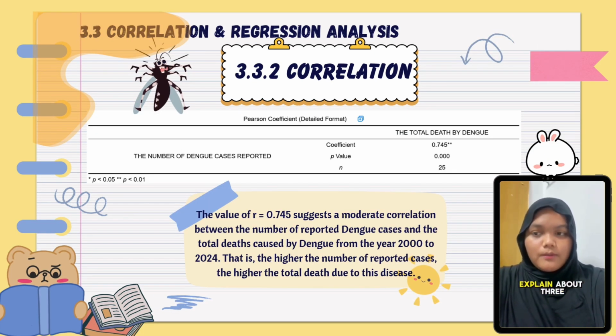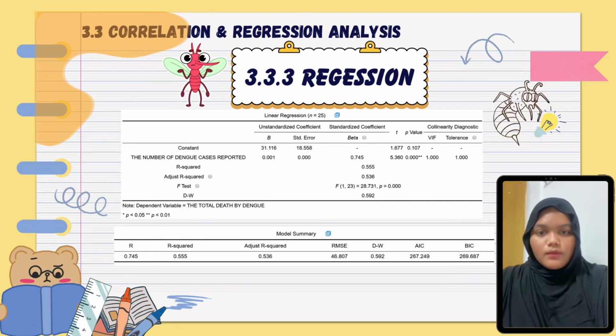Next, I will explain about 3.3.2 correlation. The value of R is 0.745, which suggests a moderate correlation between the number of reported dengue cases and total deaths caused by dengue from the year 2000 to 2024. That is, the higher the number of reported cases, the higher the total deaths due to the disease. The third one is regression.